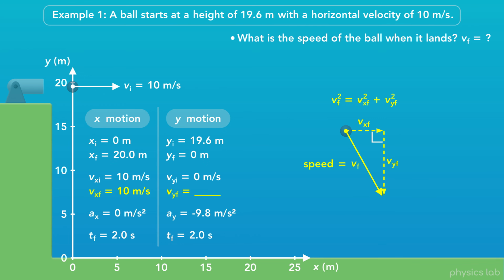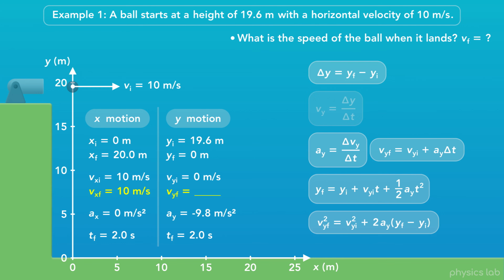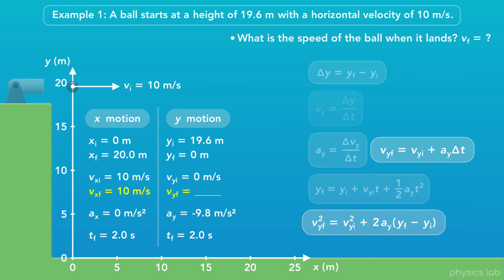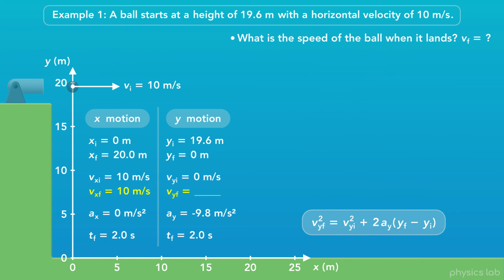We already know the final x velocity. It's the same as the initial x velocity, 10 meters per second. So we need to find the final y velocity. We could use this equation and plug in the time when the ball hits the ground. Or we could use this equation and plug in the final y position. The first equation only works because we already found the time, so let's use this equation.